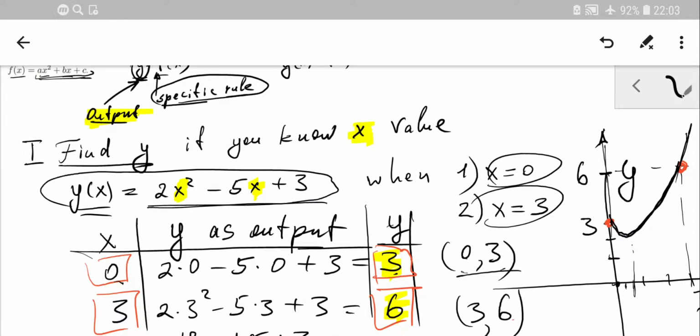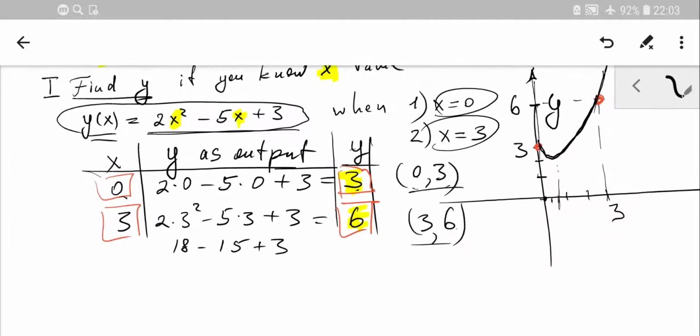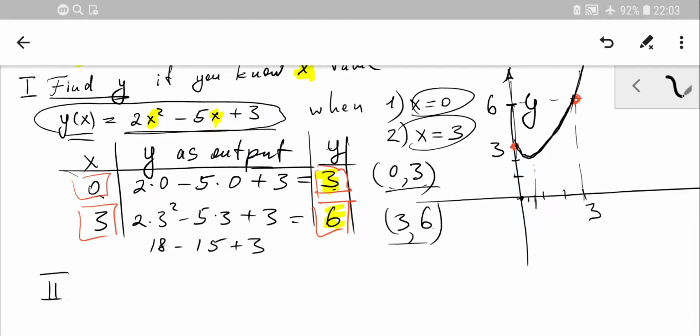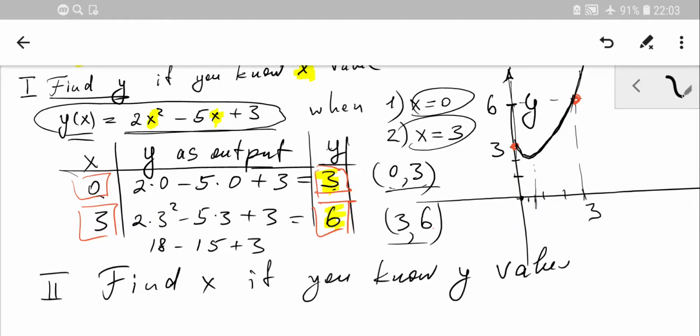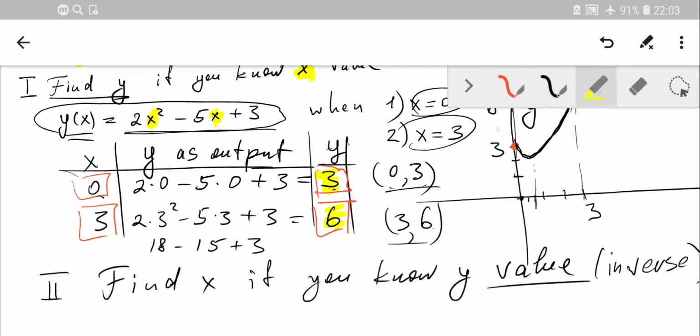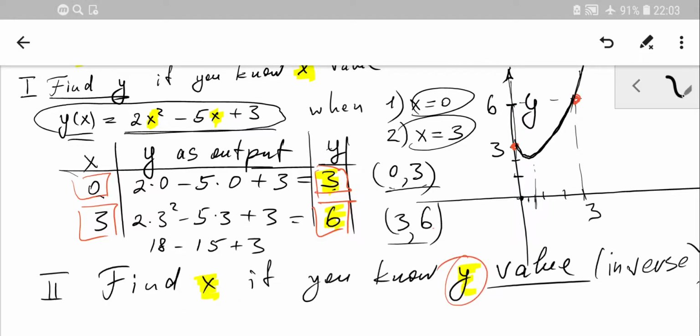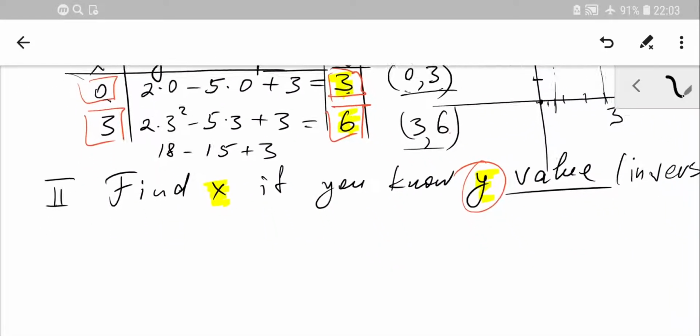So find y if you know x value. All right, so next we are going to set up the second type of question. So find x if you know y value. That's sort of inverse task, right? So inverse task. Why is it inverse? Because actually we flip the input and output. So in this case, we need to find input when we're given y value as an output. So that's why it's inverse task.